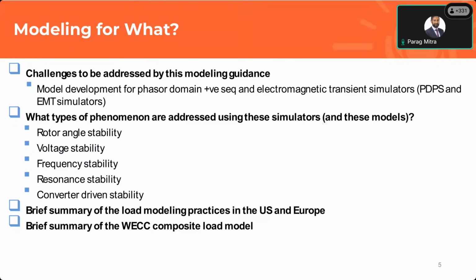Now, if you're doing that kind of modeling, what are the issues that you're typically trying to address? Well, these issues are your rotor angle stability issues, your voltage stability issues, frequency stability issues, resonance stability issues, and converter-driven stability issues. So all these simulators that I'm going to talk about, and the associated modeling for these simulators, cover this range of problems. And this is described in the introduction section of the document.